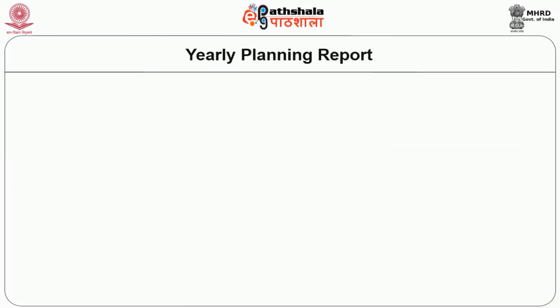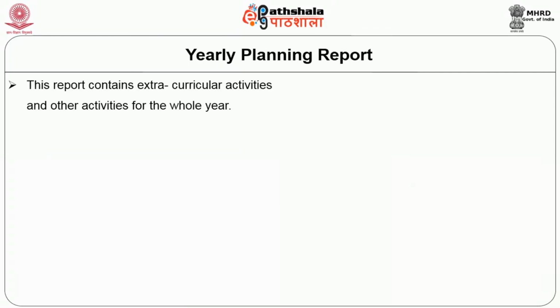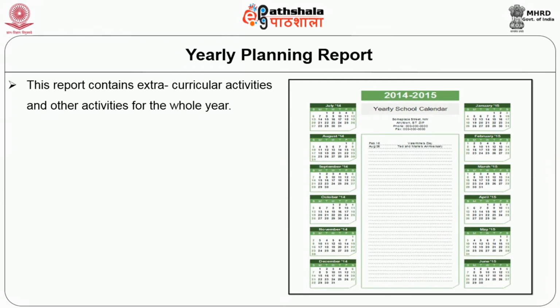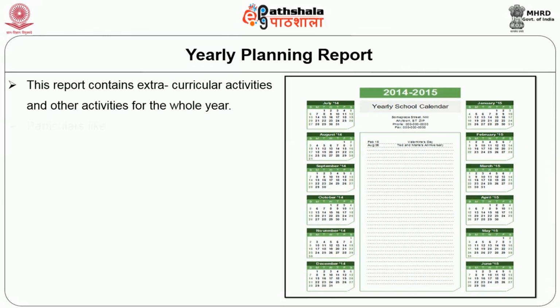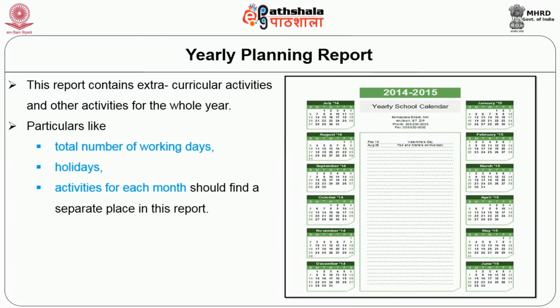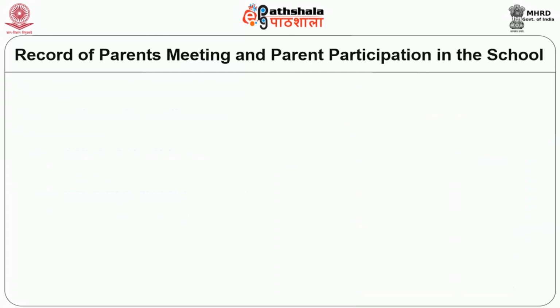Then we have the yearly planning report. This report contains extracurricular activities for each month. All this should find a separate place in this report. Then the record of parents meeting and parental participation in the school.